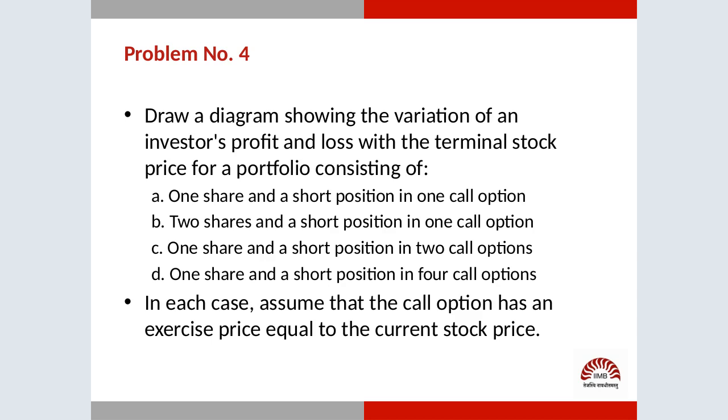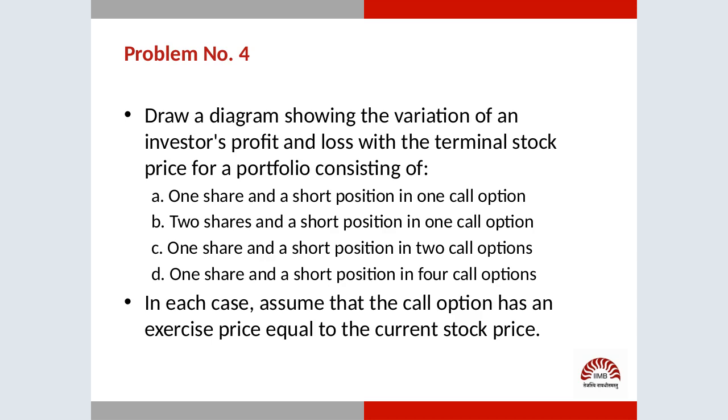Finally, there's this one diagram that I have done. I've drawn all the four. In each case, we are assuming that the strike exercise price is equal to the current stock price, so your S0 and K are the same. So how will the diagrams of each of them look?